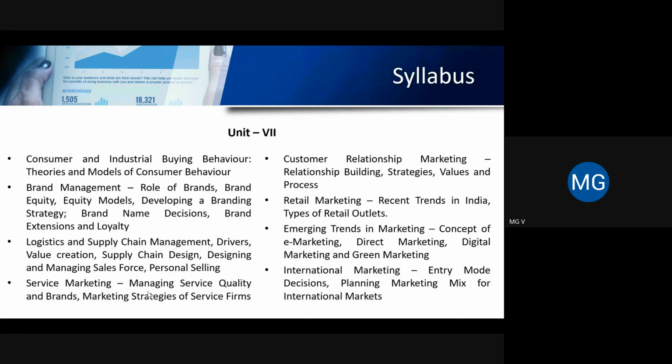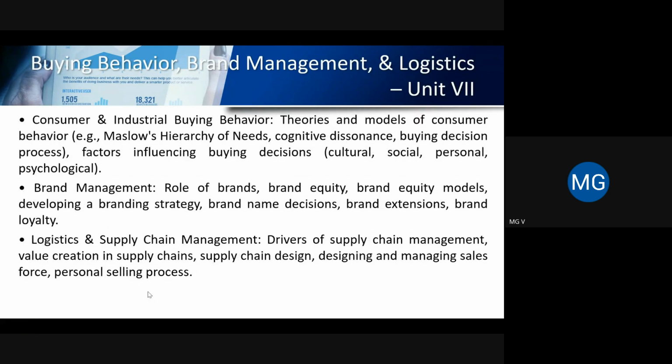Now, let us move on to Unit 7. The first part focuses on buying behavior, brand management, and logistics. Consumer buying behavior examines how individuals make purchasing decisions. Various theories and models, such as Maslow's hierarchy of needs and the cognitive dissonance theory, explain consumer motivation and behavior. Factors influencing buying decisions include cultural, social, personal, and psychological factors. Industrial buying behavior, on the other hand, involves organizations purchasing goods and services for production or resale.